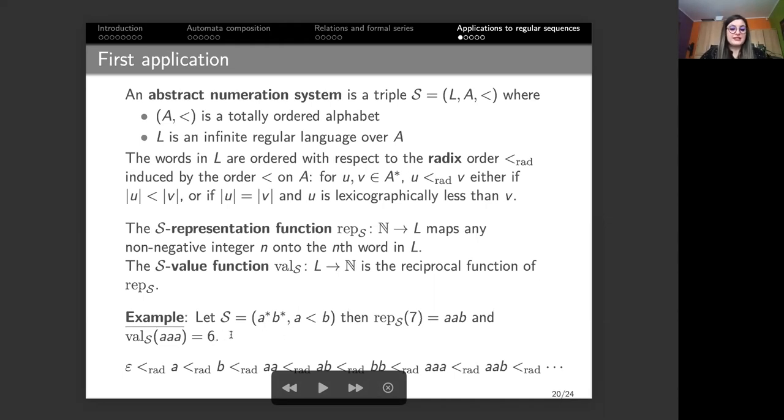For the example, we have the most famous abstract numeration system, that is a star, b star. The representation of 7 is the word AAB, because we have 0, 1, 2, 3, 4, 5, 6, 7. So that is the word AAB. And the value of AAA is then 6. Note that the value of BA is not defined, because the value function is defined over the language L, and BA is not in a star, b star.